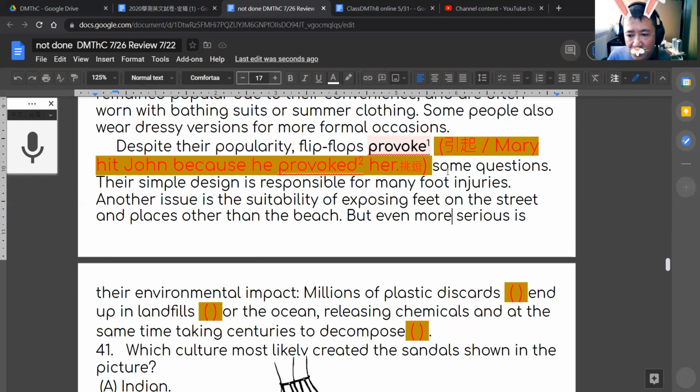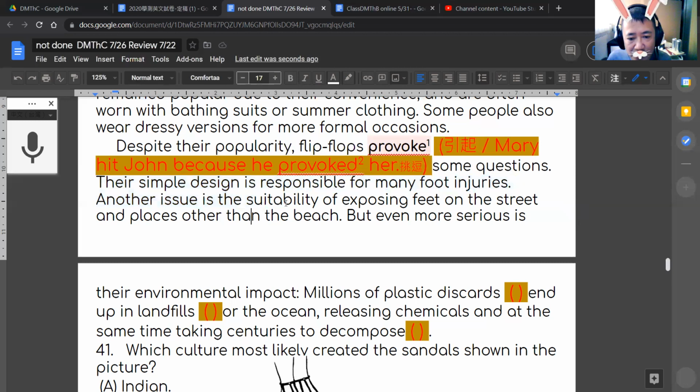So provoked some questions. Their simple design is responsible for many foot injuries. For example, a friend of mine had at home, he was wearing his sandals and his children were not careful and had left a nail, like a 钉子, on the floor. He stepped on it and it went through the sandals into his foot. That's not good. That's really disgusting. Anyway, so their simple design is responsible for many foot injuries.